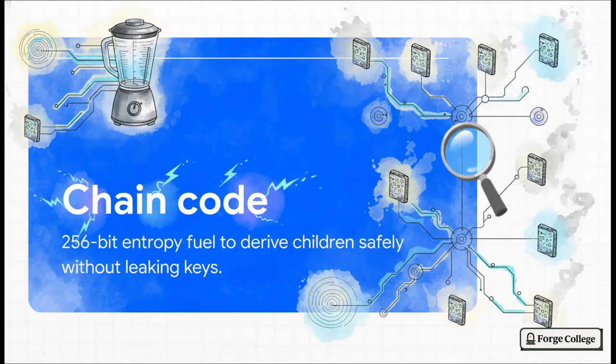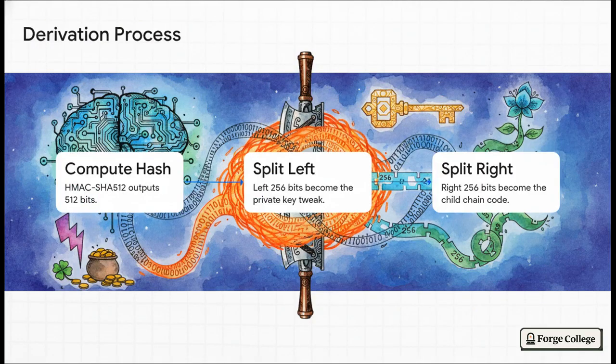But, I mean, a blender needs power, right? And that is exactly where the chain code comes in. A chain code is a 256-bit packet of what I like to call entropy fuel. This fuel is attached to every single node in our key tree. And why do we do that? Well, because we need to derive children safely without leaking the actual private key material. The chain code adds that absolutely crucial cryptographic randomness, the fuel, that keeps our engine running securely at every single branch.